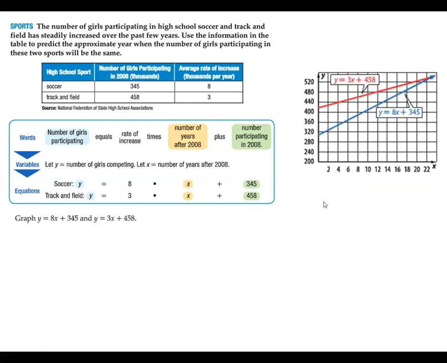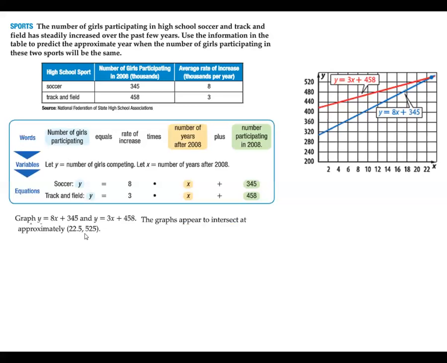So you have to do some tricky scaling, like your x-axis should be scaled by 2s, and your y-axis you want to scale by 40s. And if you graph them, your point's all the way out here at 23. So the graph appears to intersect at about 22.5, 525.